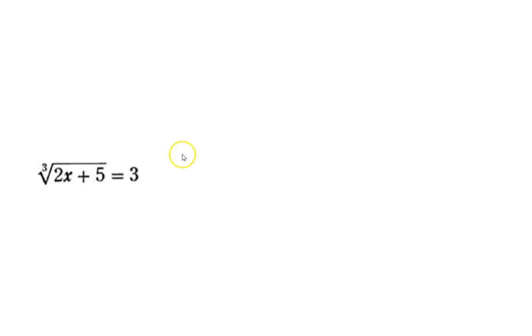Next one, number 6, the third root of 2x plus 5 equals 3, and we want to solve for all real values of x. Well, we have this third root. To undo the third root, what we're going to do is take it to the third power. Do both sides to the third power, and the third root of 2x plus 5 to the third power is just 2x plus 5. This 27 comes from 3 to the third power.